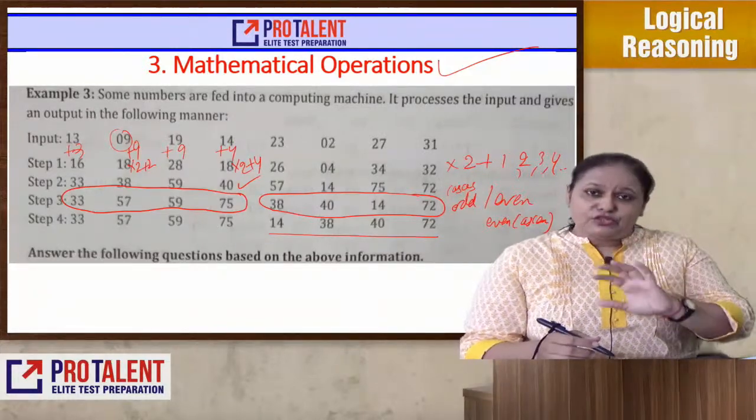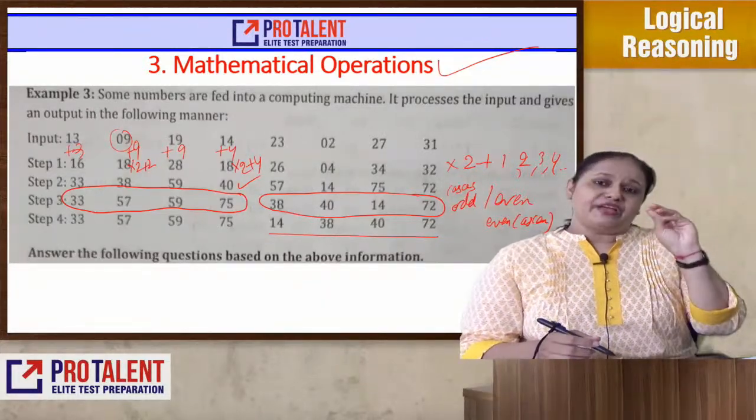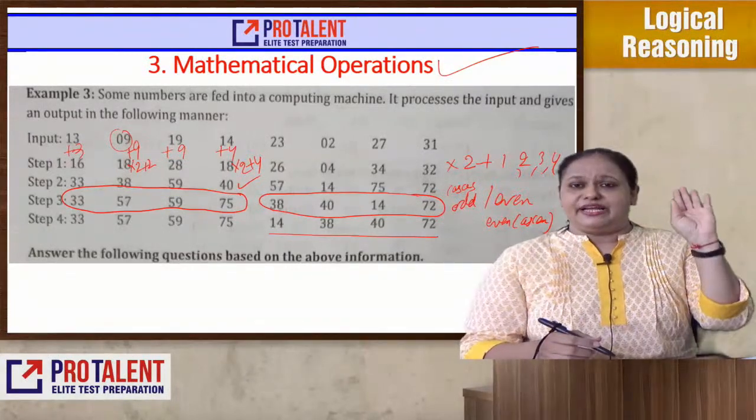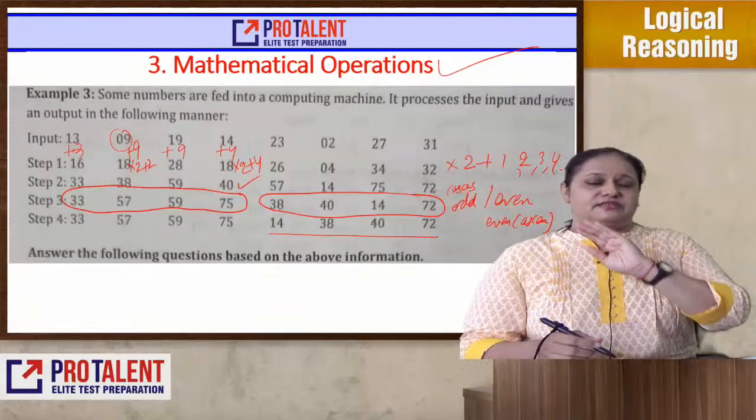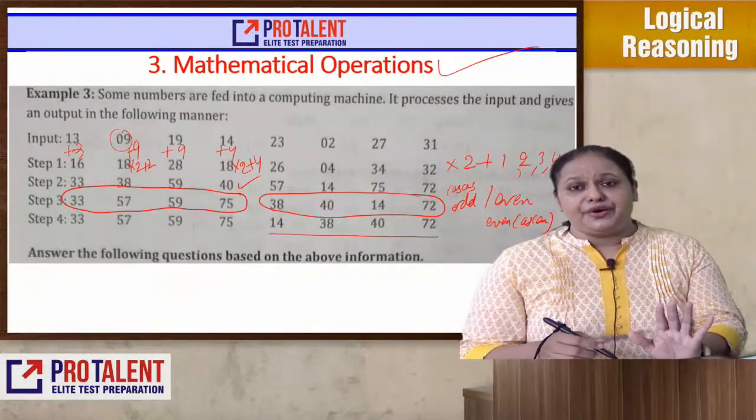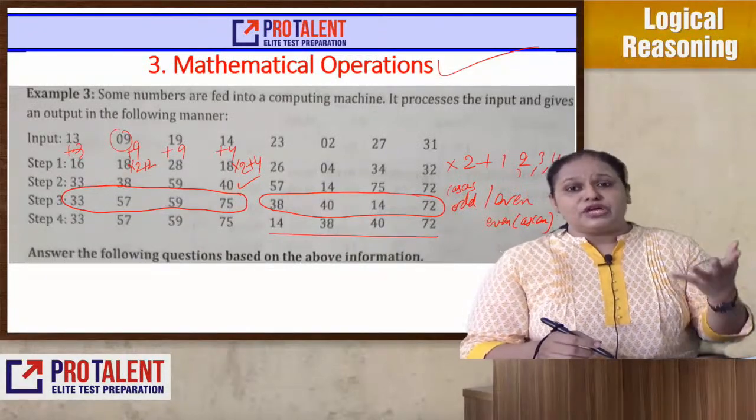In alphabets, there are still some limitations, right? Number of alphabets and ascending, descending, consonants, vowels, interchange, right? But in mathematical operations, friends, there is no end to it. The more you practice, the more logics would come to it.